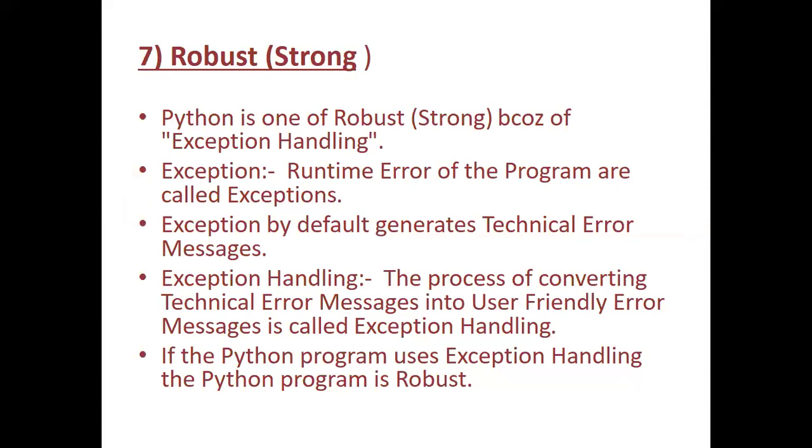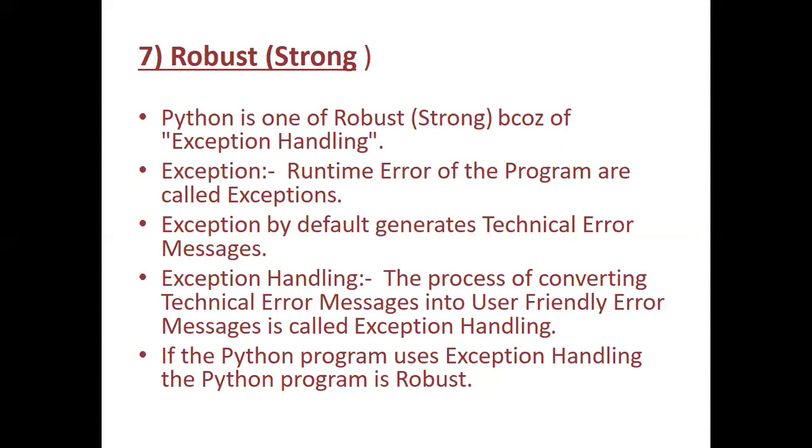It is one of the robust languages because of its exception handling. Now, what is an exception? We are going to discuss each and everything about exceptions. This is just to start. Exceptions mean runtime errors. Now, what types of errors do we get? We'll discuss that. Runtime errors of the program are called exceptions. Whenever we run the program and we get an error, it is known as an exception.